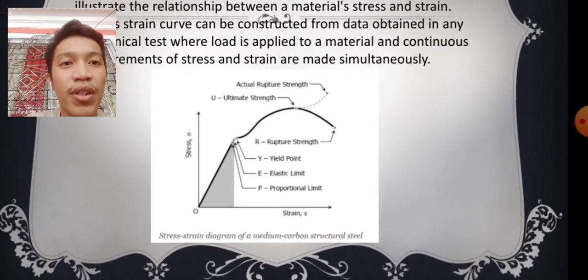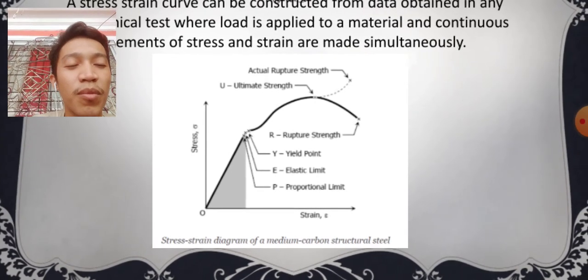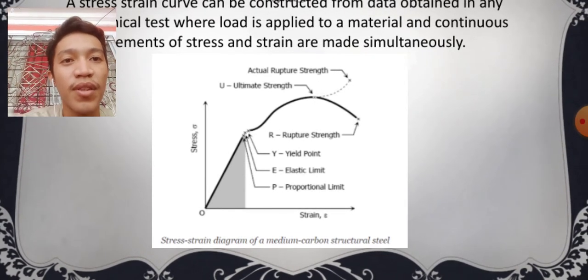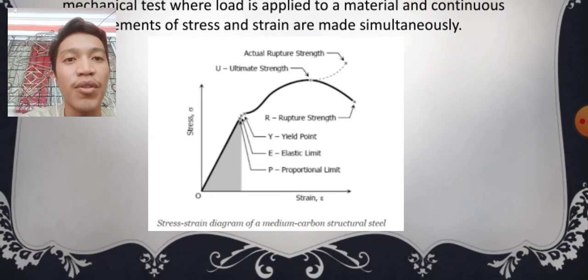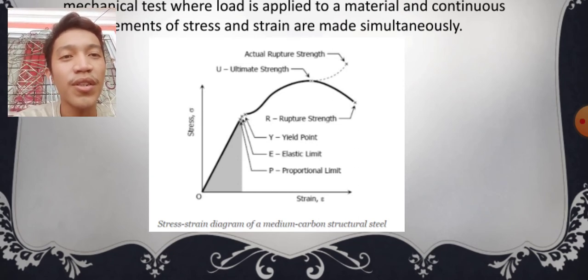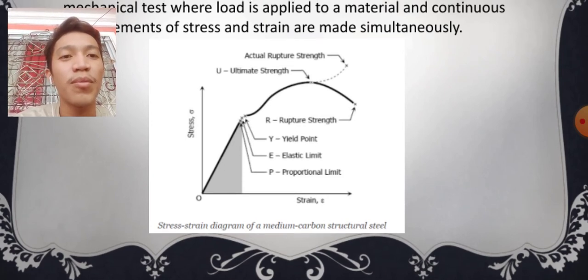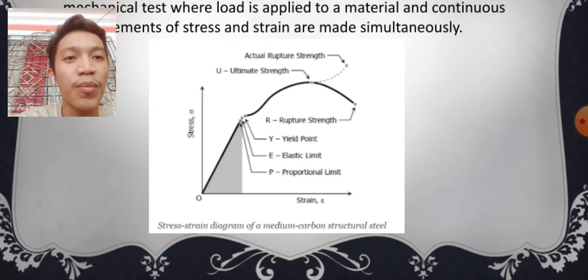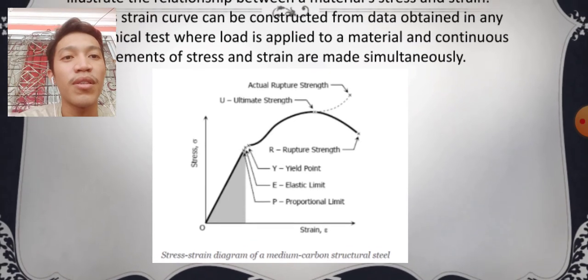So we have here an example of a stress strain diagram of a medium carbon structural steel. Here we can see the x-axis is strain, and the y-axis is stress. So there are certain points when you graph the stress and strain of a certain material: we have the proportional limit, the elastic limit of a material, the yield point of a material, and the rupture strength of a material.